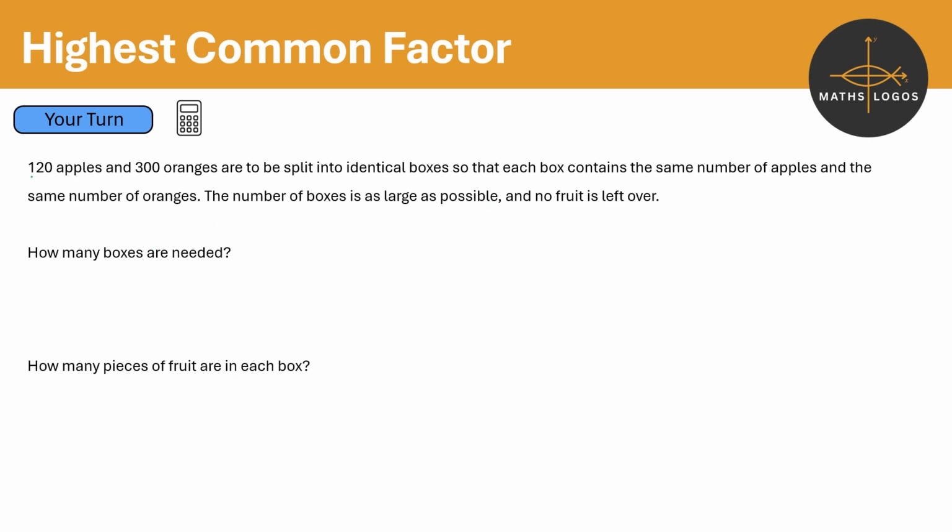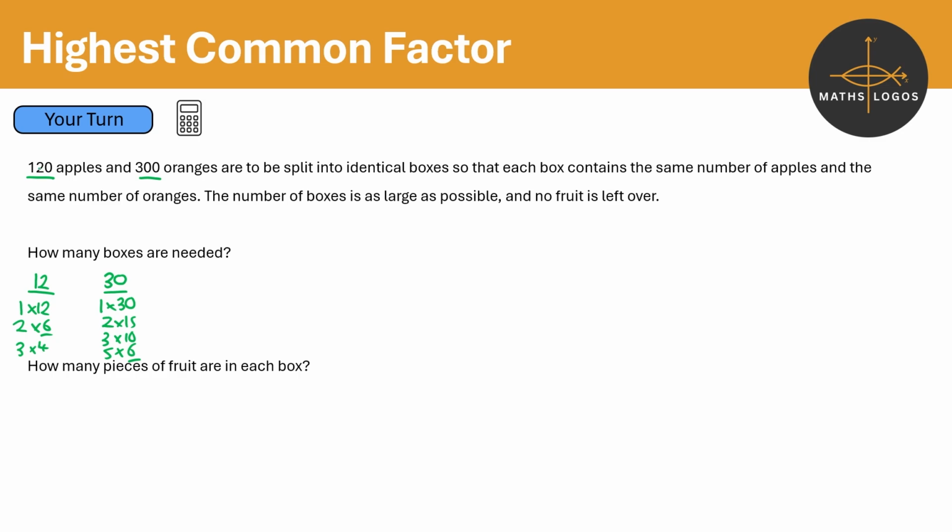Essentially, we're asking the question, what's the largest number of boxes that I can split 120 into and 300 into to get the greatest number of groups, so to speak? Really, we're asking what's the highest common factor of these two numbers. So let's look at the factors of 12, and we'll look at the factors of 30. The factors of 12 are 1 and 12, 2 and 6, 3 and 4. And the factors of 30 are 1 and 30, 2 and 15, 3 and 10, and 5 and 6. You can see the highest common factor is 6.